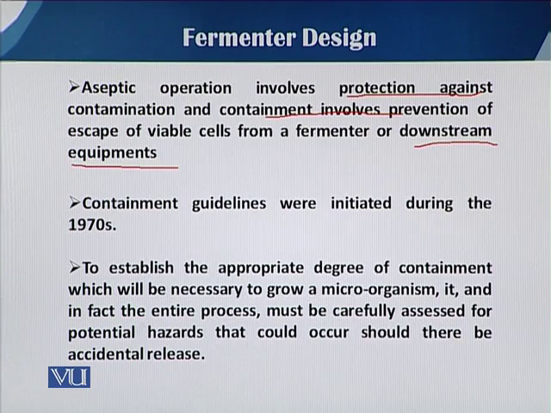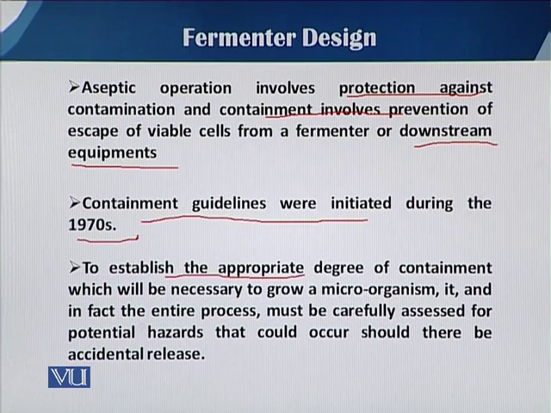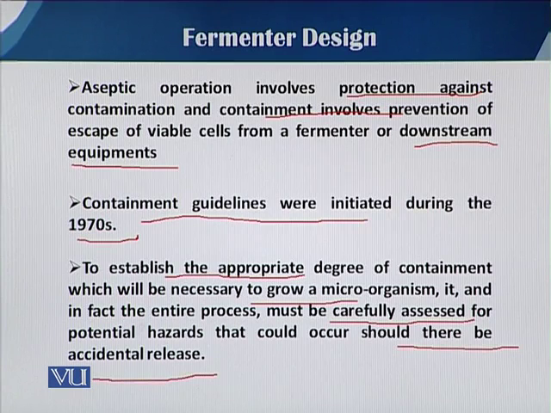First of all, the containment guidelines were initiated during the 1970s. In order to establish the appropriate degree of containment necessary to grow a microorganism, the entire process must be carefully assessed for potential hazards that could occur should there be accidental release. When there is a fermentation process going on, the microorganism we are using for mass culturing can be a pathogen. So there are many mishaps possible during this fermentation process.